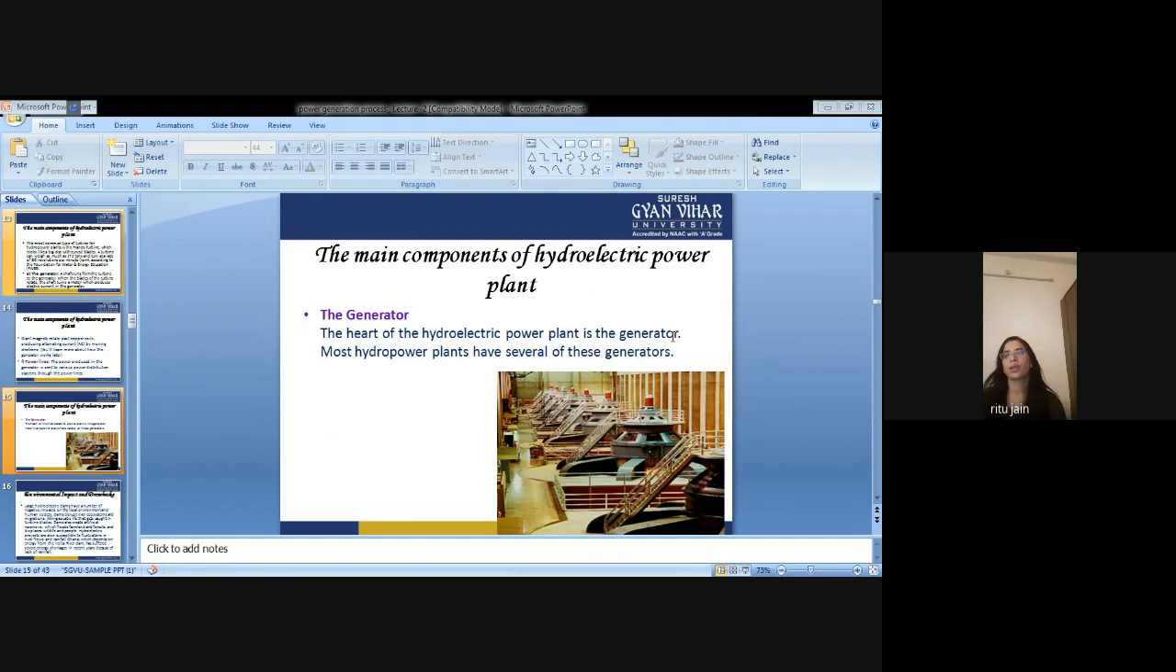The main components of a hydroelectric power plant. So the heart of the hydroelectric power plant is your generator. Most hydropower plants have several of these generators, because without a generator you can't generate electricity. You can convert the potential energy of water into kinetic energy. Kinetic energy can be converted into mechanical energy through the turbine. Then what about electricity? To generate the electricity you have to connect the turbine to the generator.